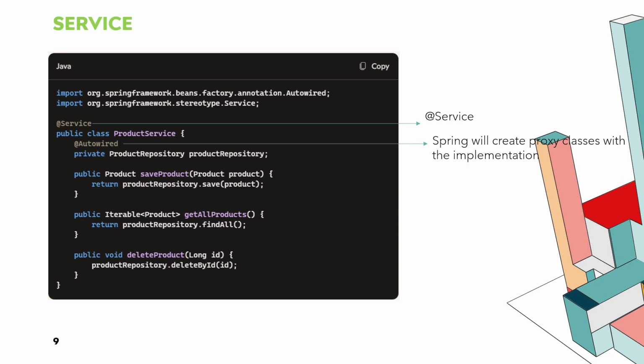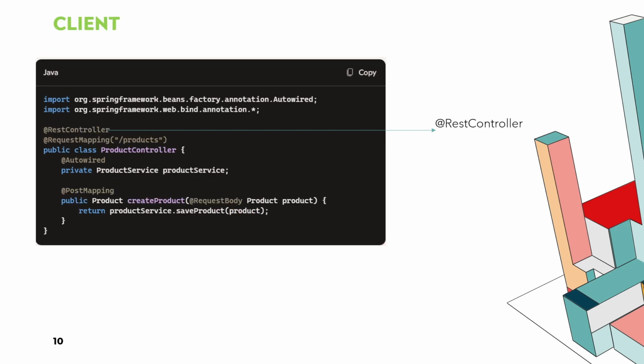So Spring Boot is going to create an object for this repository, and we can straight away use these functions. If you look at productRepository.save, it's nothing but Spring Boot's proxy class implementation of the method. So this is how I can use the service at a client.